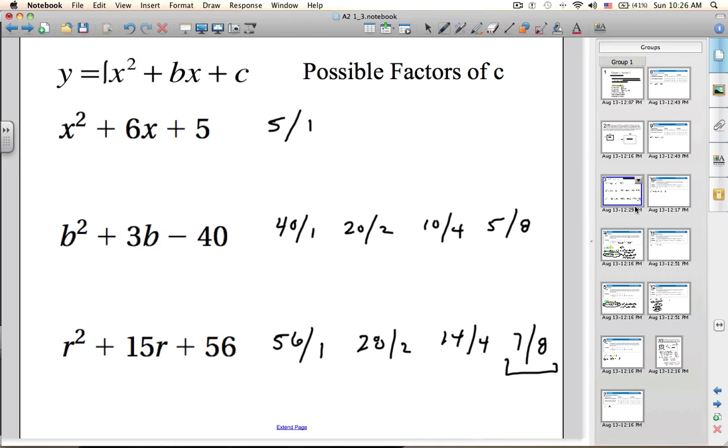Let's go back and take a look at those. Here's 40. 40 and 1, those have a difference of 39. 20 and 2, those have a difference of 18. 10 and 4, those have a difference of 6. 5 and 8, okay, yeah, those have a difference of 3. These are the ones I'm going to use.